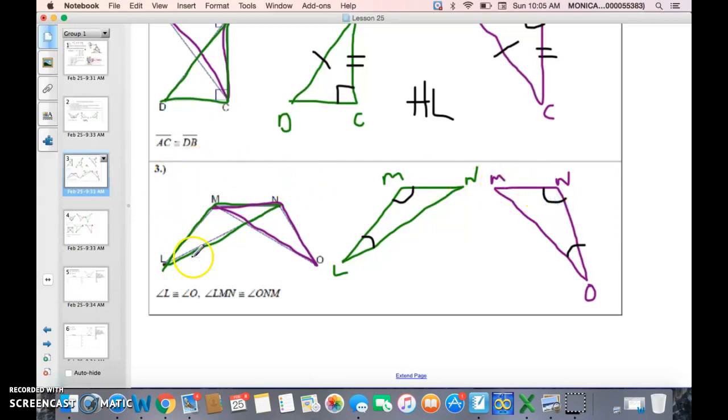Now, once again, I'm going to check my drawing to see if there's any vertical angles that I might have missed, or I can see that this side right here is overlapping. So I know because of the reflexive property that this side is going to be congruent to this side. And what I notice is I've got an angle, and a side. So these two are going to be congruent by angle, angle, side.